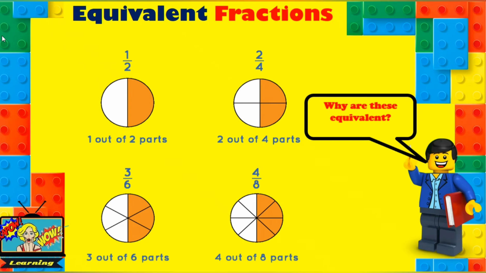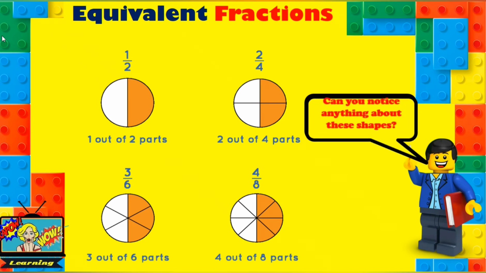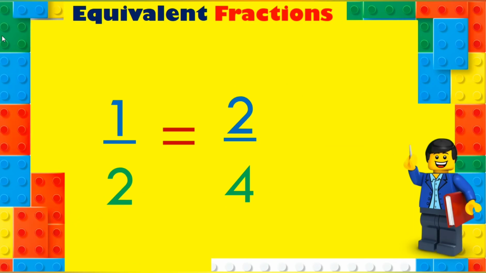But why are these equivalent? Can you notice anything about these shapes? They all have the same amount. So if these were cakes, you would get the same amount, whether you were eating 2/4 or 3/6, 4/8, or even 1/2. These are all the same. They're equal. So equivalent fractions means equal and the same. So let's see how we can work out these.